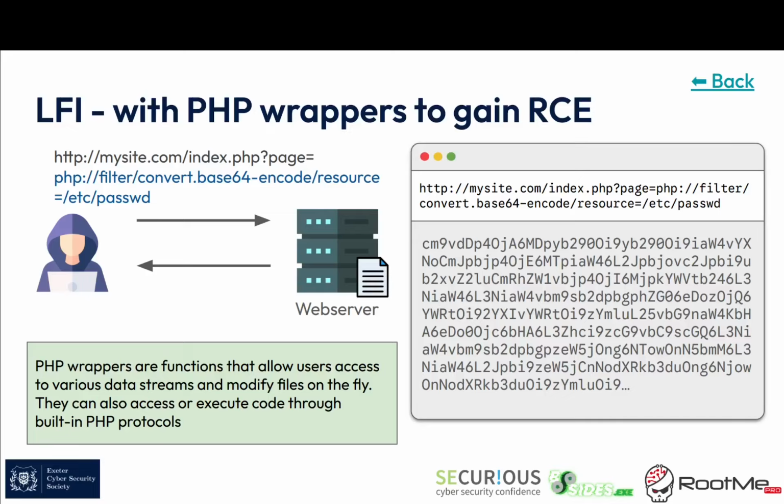The one that's most commonly used in this attack is the PHP filter. You can see what the filter does here: it takes a resource at the end, which is the password file, and converts it to base64 using that filter, and what you get out is a base64 encoded version of that file. If you decode this string using base64 decode, you will get some of the contents of the password file.